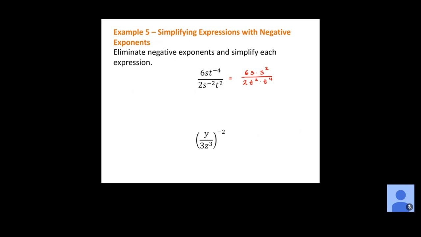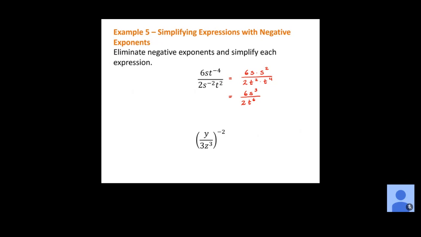All right, now we need to simplify. So if we look at the numerator, what can we do up top? Good. So we're going to add the exponents together this time. So when we add those together, that's going to give us 6s to the what power? It'd be 3, because we have a 1 and a 2. So that's going to give us 3. And do the same thing in the denominator. We have a t squared and a t to the fourth now. And so we're going to end up with t to the what power? T to the sixth. Good.